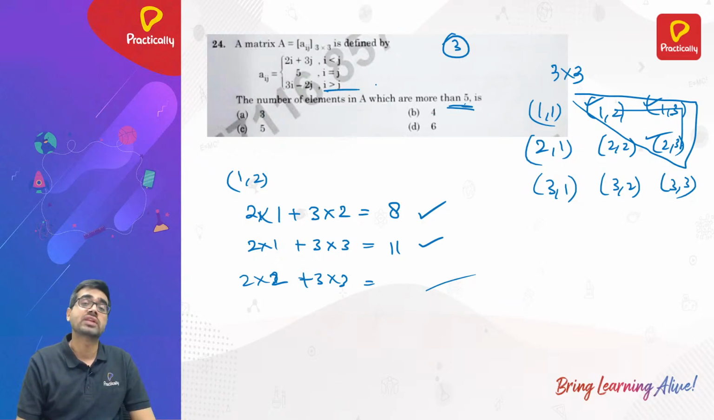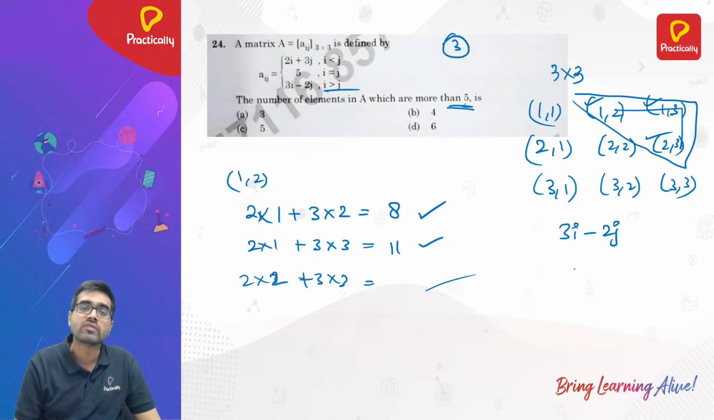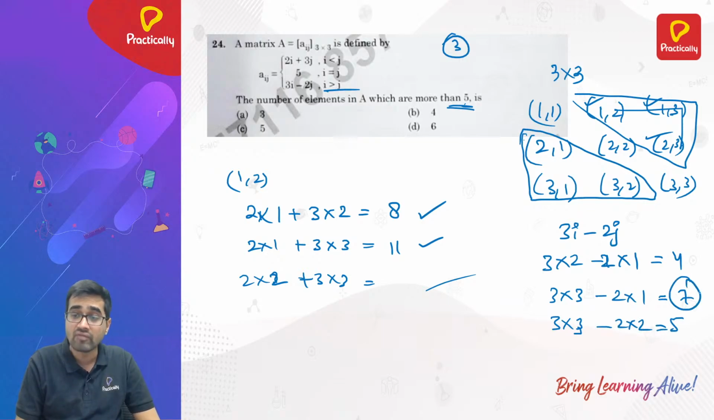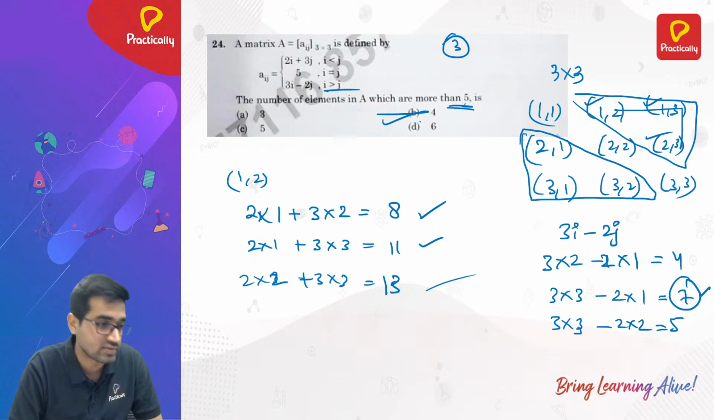3i minus 2j, i is greater than j. This simply implies what? Very simple case. These are the only possible cases when i is greater than j. Now you have to check for this. 3 times 2 minus 1, 2 times 1. What is that? 6 minus 2, 4. Then it is 3 times 3 minus 2 times 1 again. So this is 9 minus 2, 7. Then it is 3 times 3 minus 2 times 2. This is 5. So you can only have one value from here because it is the only value which is more than 5. So 3 values from this side and one value from this side. So there are a total of 4 values. That's the correct answer.